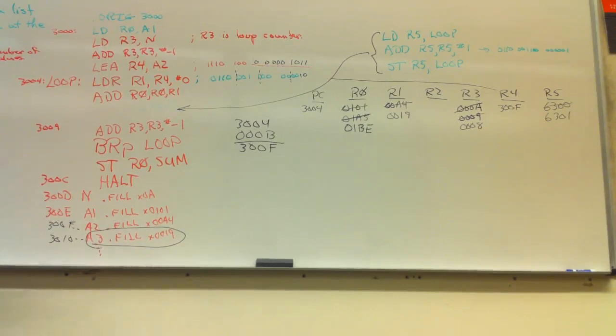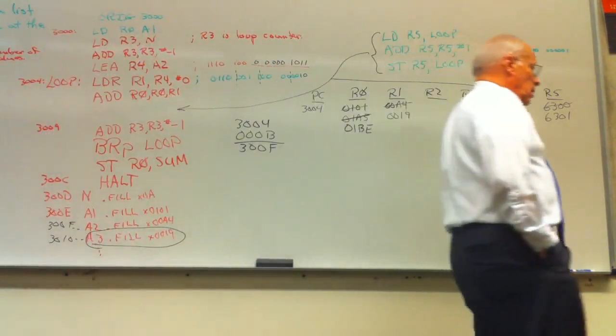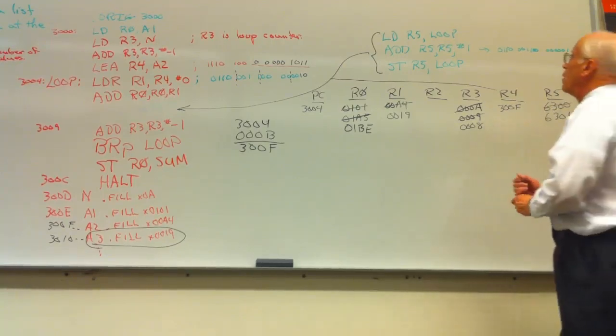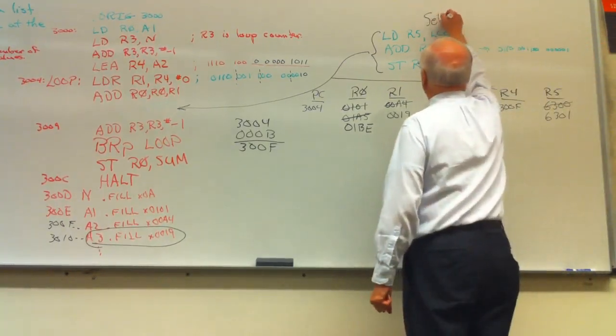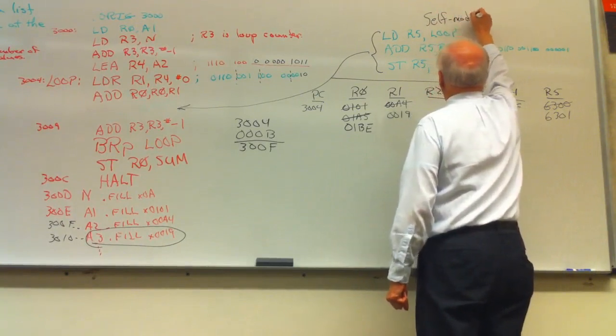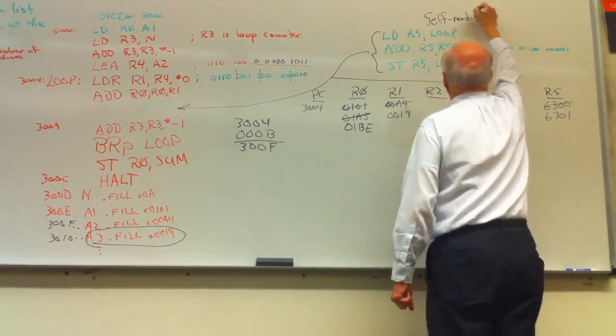I didn't fill out any more values, but we would go through again and find the next value, which would be at 3011, because I'd be adding 2 onto F. Get the next value in the array, and so on as I count down through it. Okay, clever trick. What it amounts to, this becomes what we sometimes call self-modifying code.